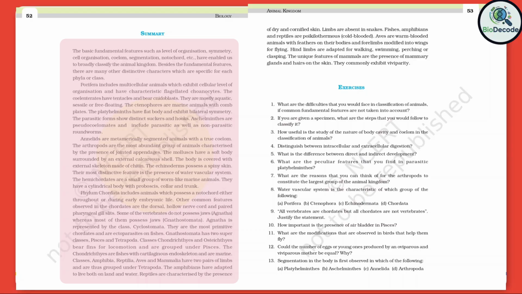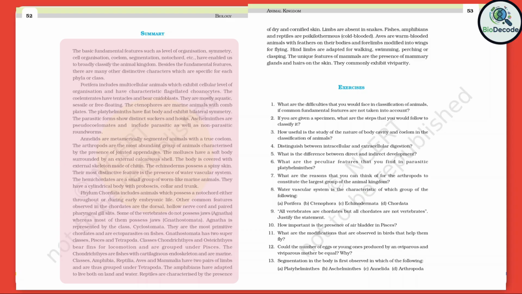Porifera includes multicellular animals which exhibit cellular level of organization and have characteristic flagellated choanocytes. The Coelenterates have tentacles and bear cnidoblasts. They are mostly aquatic, sessile, or free-floating. The ctenophores are marine animals with comb plates.